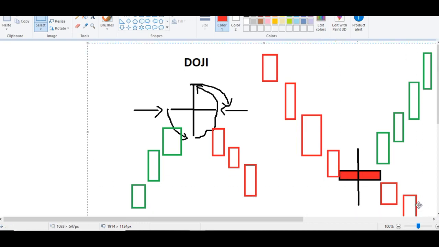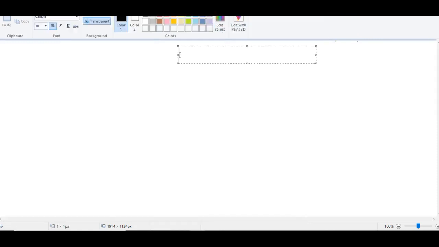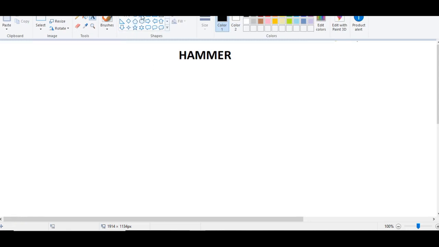All right, let's come to the next candlestick pattern, which is one of my favorites, and it is called a hammer.